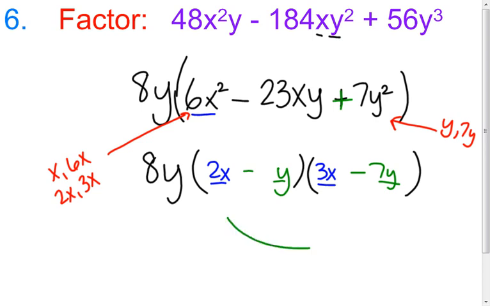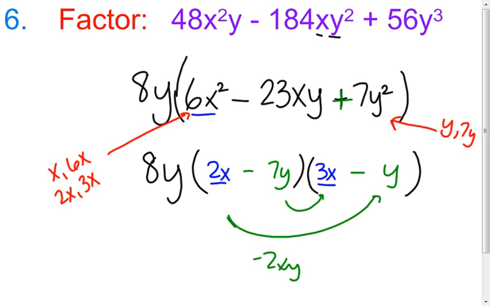Alright, here we go. Outsides. 2x and negative 7y is negative 14xy. On the insides, 3x times negative y is negative 3xy. That gives me negative 17xy in the middle, so that's not quite it. I'm going to try switching the y and the 7y. Let's see if that helps. Okay. Here we go. Outsides, negative 2xy. Insides, negative 21xy. When you add them, that does give me negative 23xy in the middle, and so this is it.